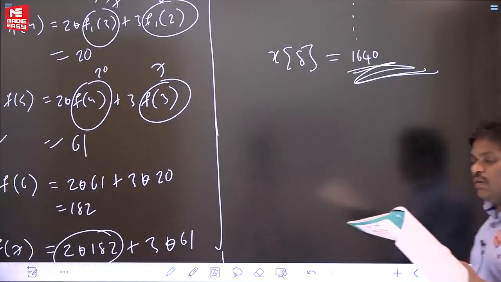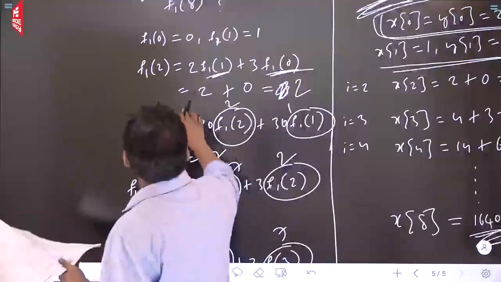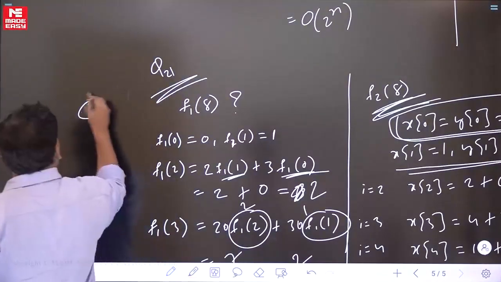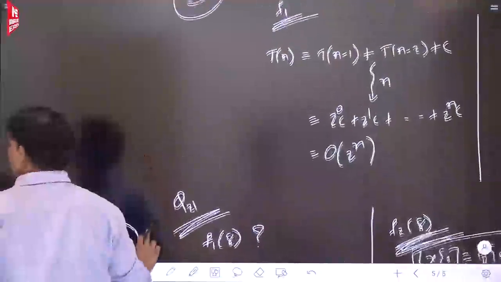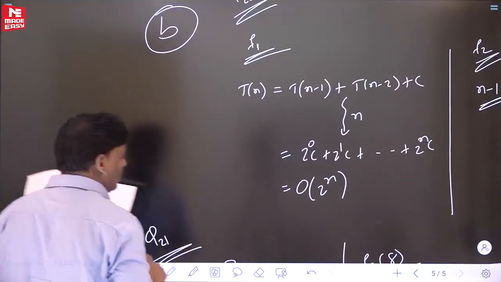For question number 21, what is the answer? C. Question number 21, let me write here. Question number 21, answer is C. Question number 20, answer is B. 20 is B, 21 is going to be C. Fine.